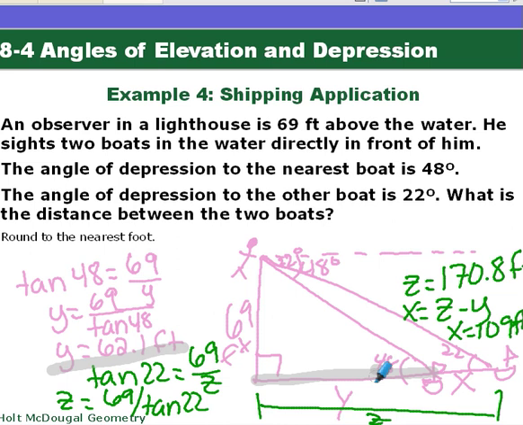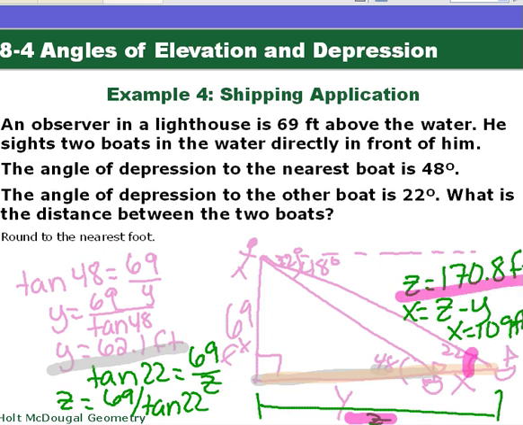And now we need to find the whole distance, how far the second boat is out. So we call that distance z. So z equals tangent of 22, because the angle measure here is 22, equals the opposite over adjacent, or 69 over z. Solving for z, z is 170.8 feet.